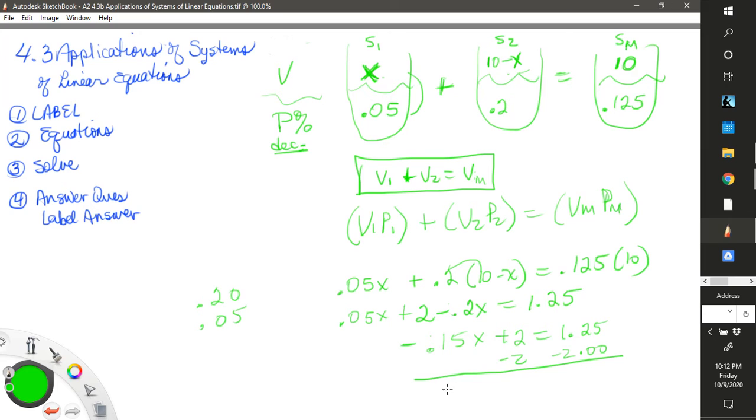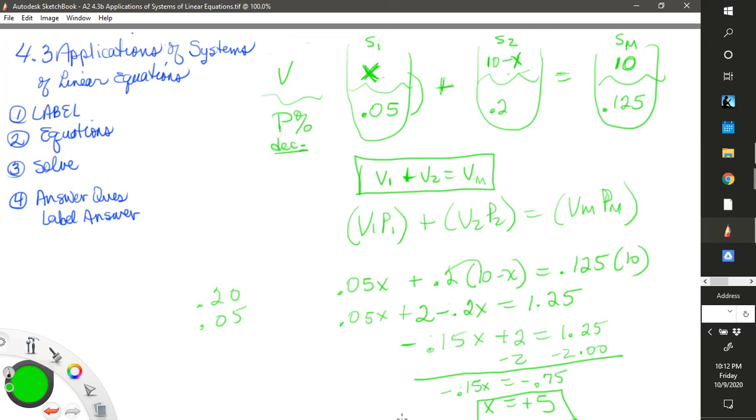And I get a negative 0.15x equals a negative 0.75. Let's divide both sides by 0.15, and I get x. Negative and negative will be positive, is a positive 5. X is a positive 5.